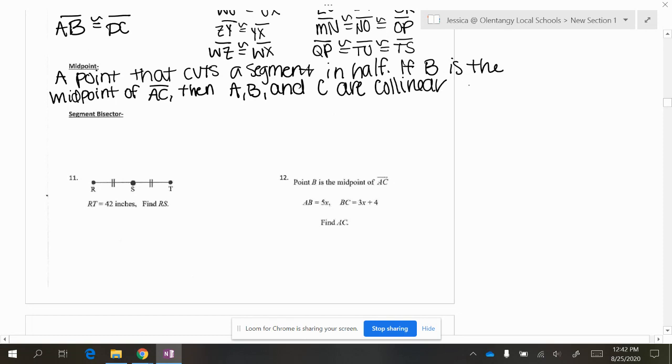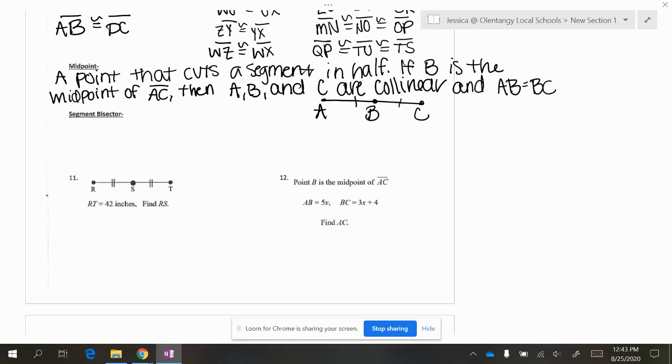And you can also say that AB will equal BC. So looking at here, let's draw a little figure. We have A, B, and C. Those segments are congruent to each other.